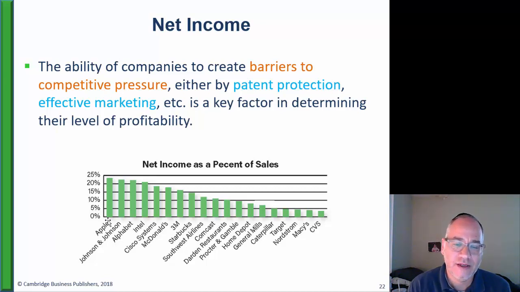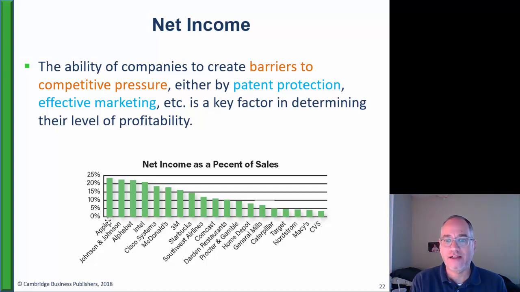Johnson & Johnson is medication, pharmaceuticals. They get a patent and they're entitled to make these pharmaceuticals without any competition. Likewise, Alphabet is Google, and people use one web search engine, and that is Google.